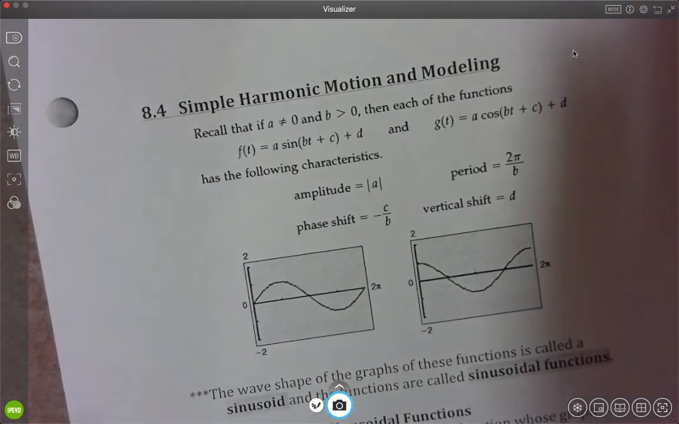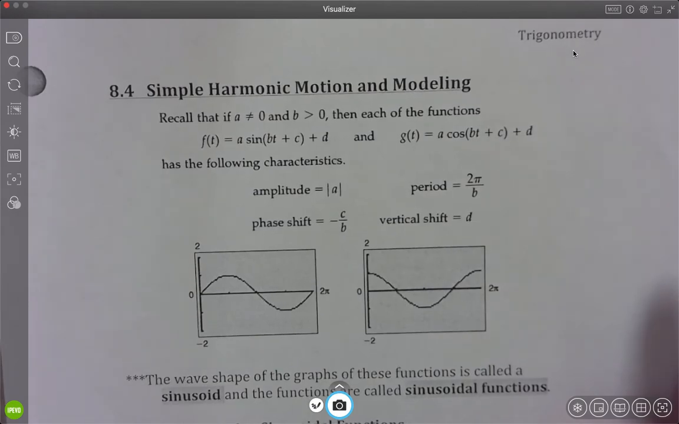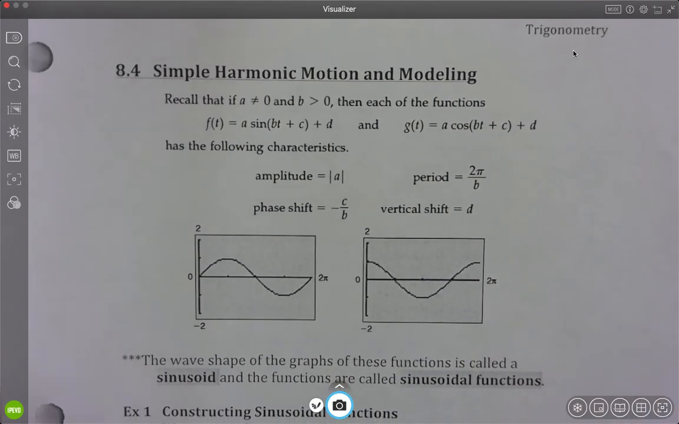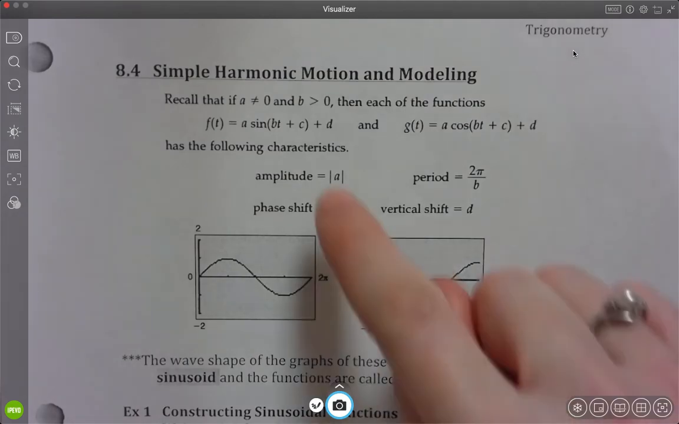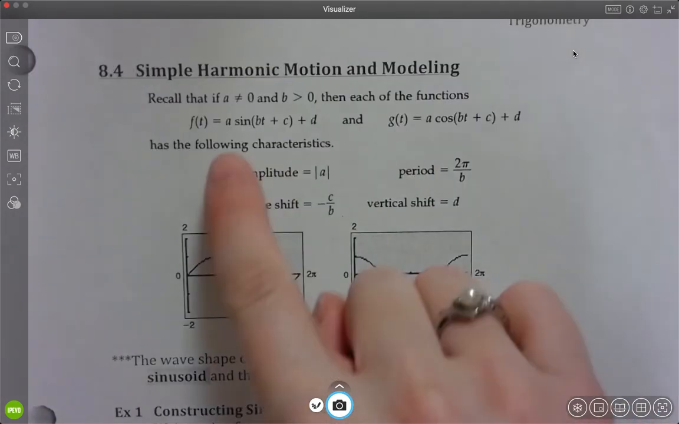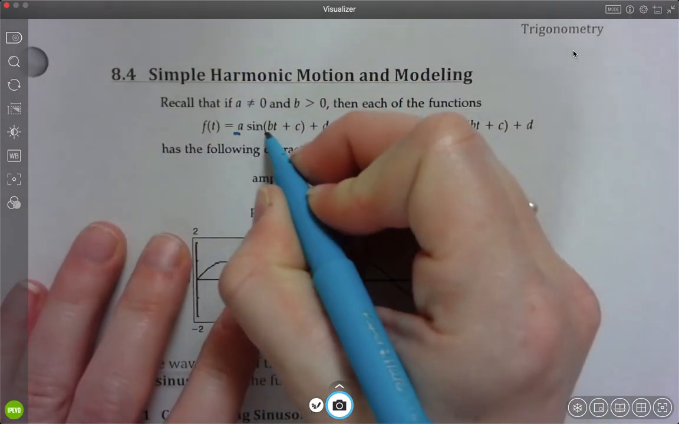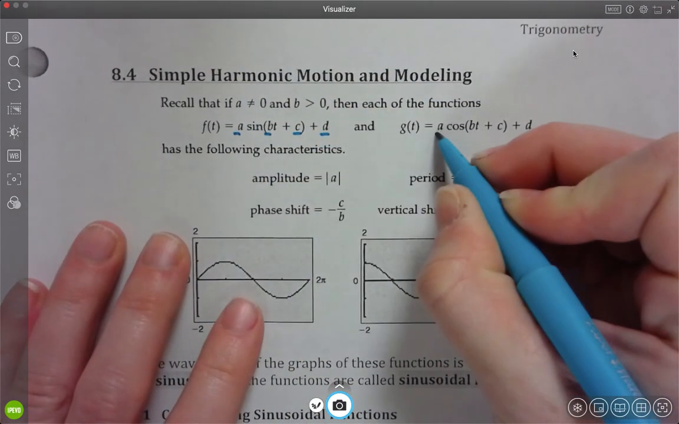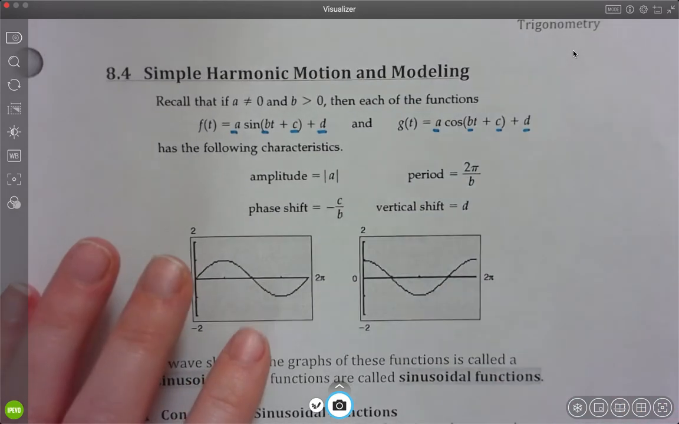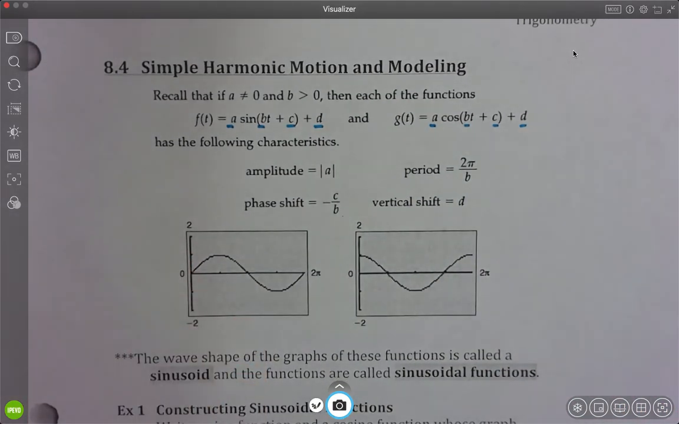So this concept in section 8.4, we've already talked about in chapter 7. It was like writing sine and cosine functions, where we talk about amplitude, period, phase shift, vertical shift, and we put them into the A, B, C, and D here. So this is going to be kind of a review for that. But this was kind of a tricky concept, so be careful as we're going through here.